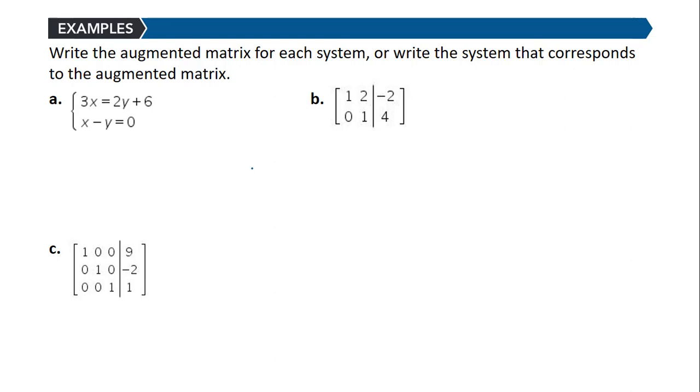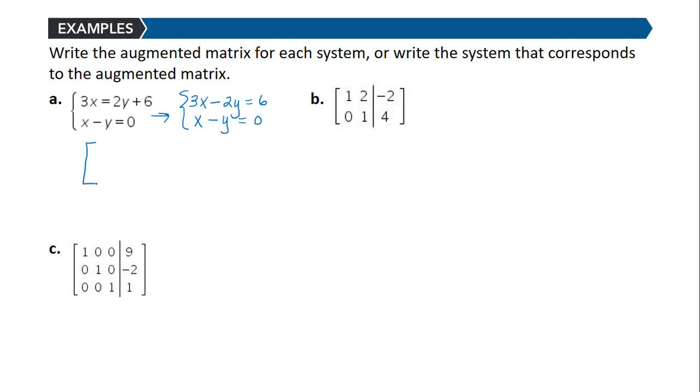Now let's try it. We want to write the augmented matrix for each system, or if we're given a matrix, write the system that corresponds to it. The tricky part is that each of the equations in the system needs to be written in the same manner. The first system is 3x equals 2y plus 6, and x minus y equals 0. So we first need to rewrite the first equation in standard form, which is 3x minus 2y equals 6, and the second equation is x minus y equals 0.